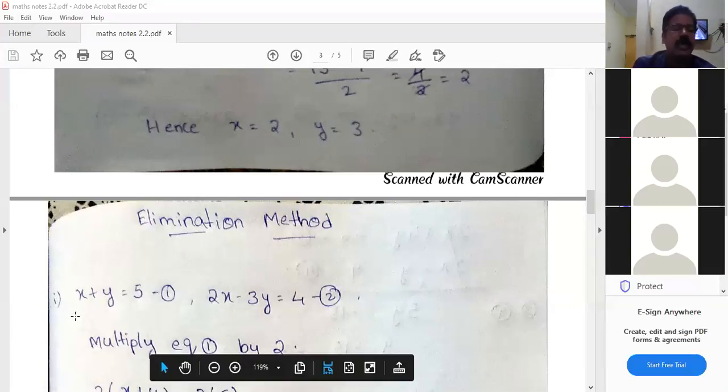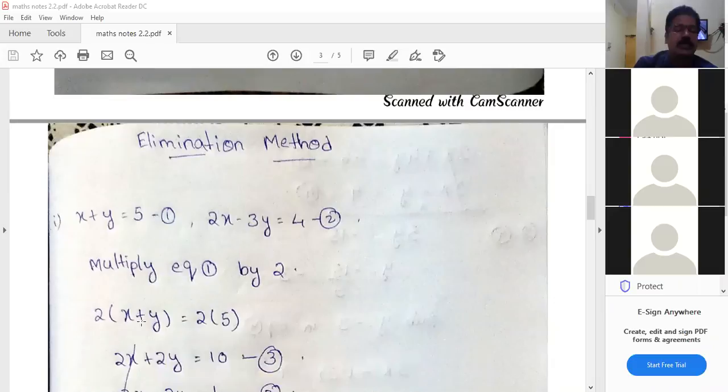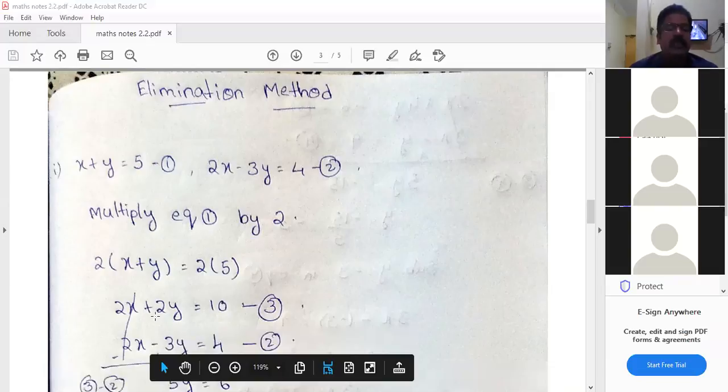For that I am multiplying the first equation by 2. Understand? I want to make the x variable equal, since here 2x is there. That's why in the first equation also I want to get 2x. Then I can eliminate the x variable. Multiplying equation 1 by 2 gives 2x plus 2y equal to 10. Multiplying both sides, 2 of x plus y equals 2 of 5. This is my equation, named as the third equation: 2x plus 2y equal to 10.